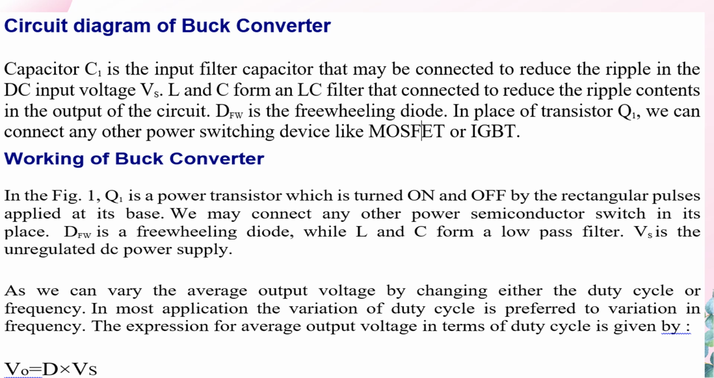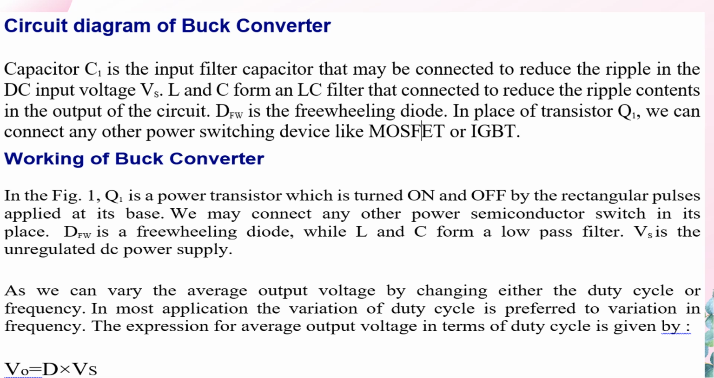Next, let's see about the working of the buck converter. In the previous figure, Q1 is the power transistor which is turned on and off by the rectangular pulse applied at its base. During the on period of the rectangular pulse, the transistor will be in on condition, and during the off condition of the pulse, the transistor is off. We may connect any other power semiconductor switch in place of the transistor. DFW is a freewheeling diode, while L and C form a low pass filter. Vs is the unregulated DC power supply.